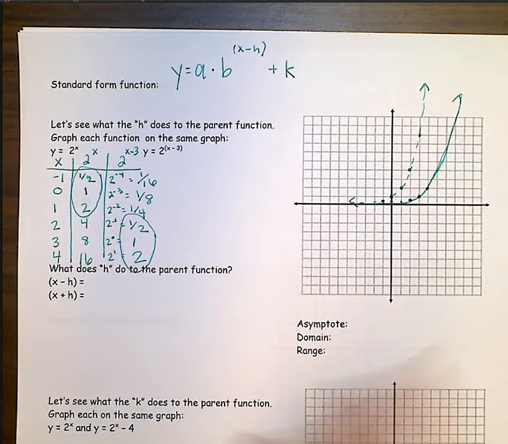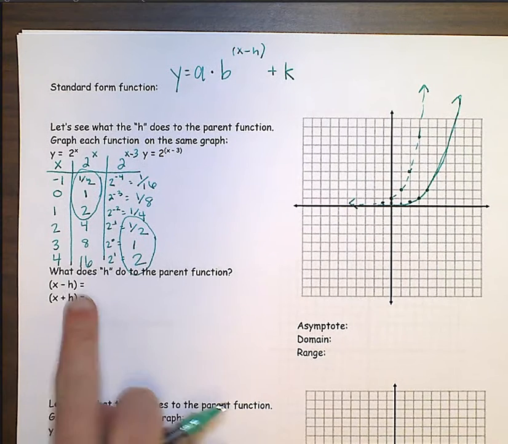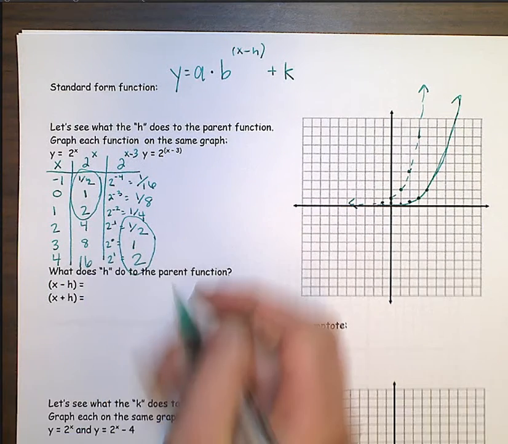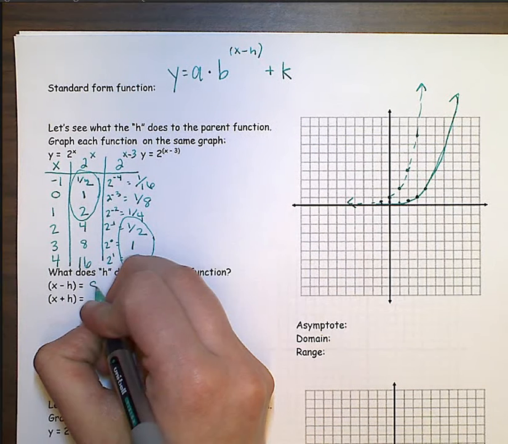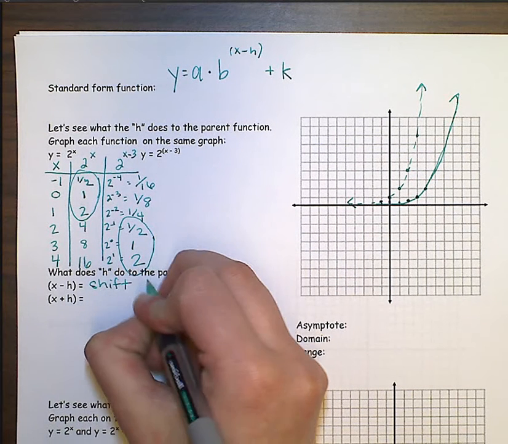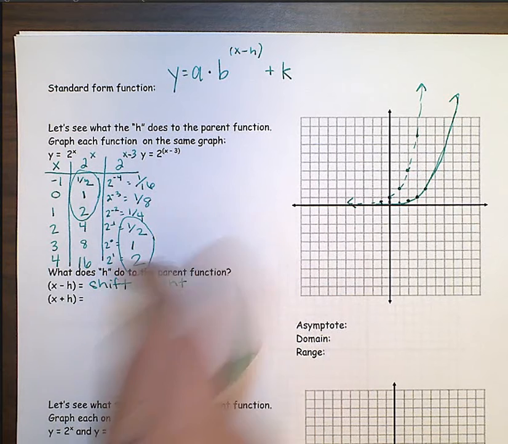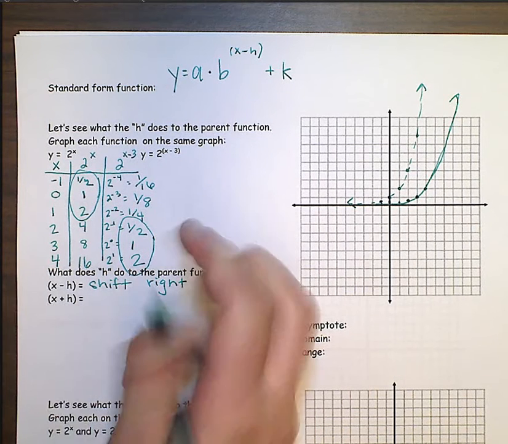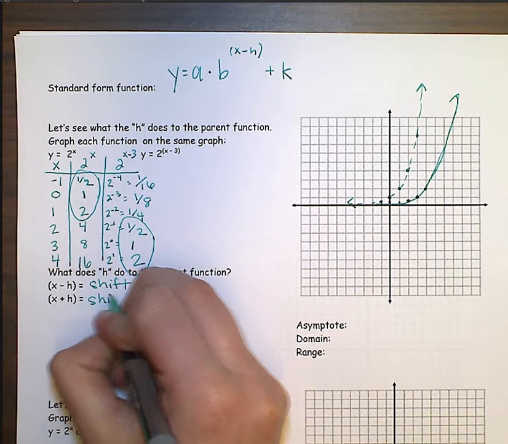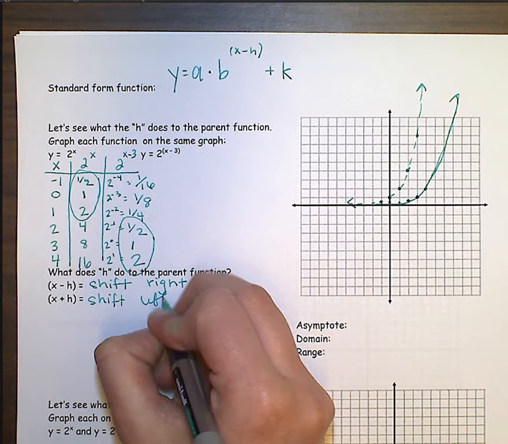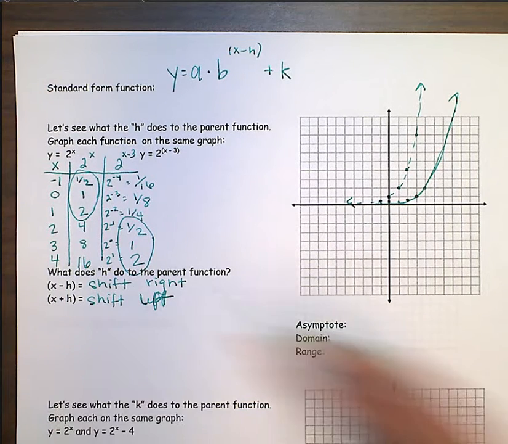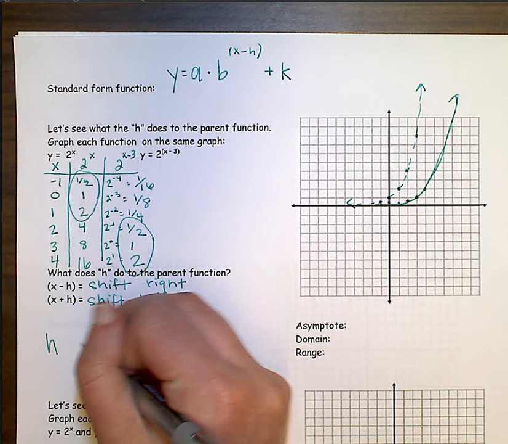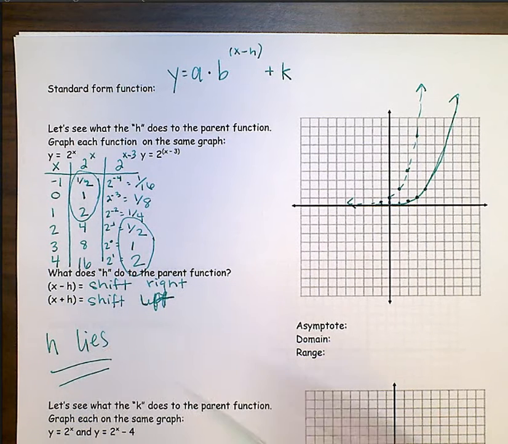So what does h do to the parent function? If we have x minus h, just like in our example above, we're going to shift right. Whereas if we have x plus h, we're going to shift left. Okay, so remember, what's inside parentheses lies. H is a liar. It's the opposite of what it seems.